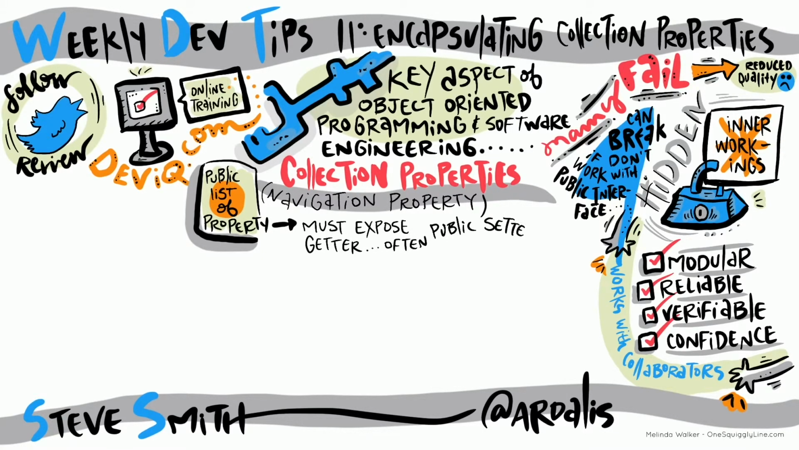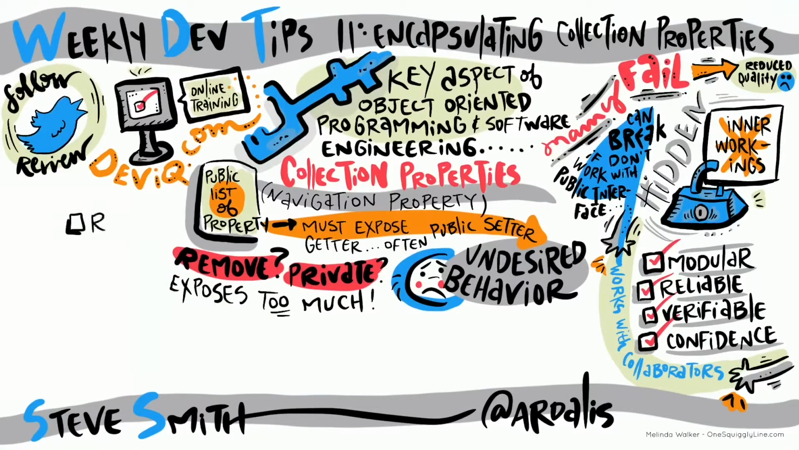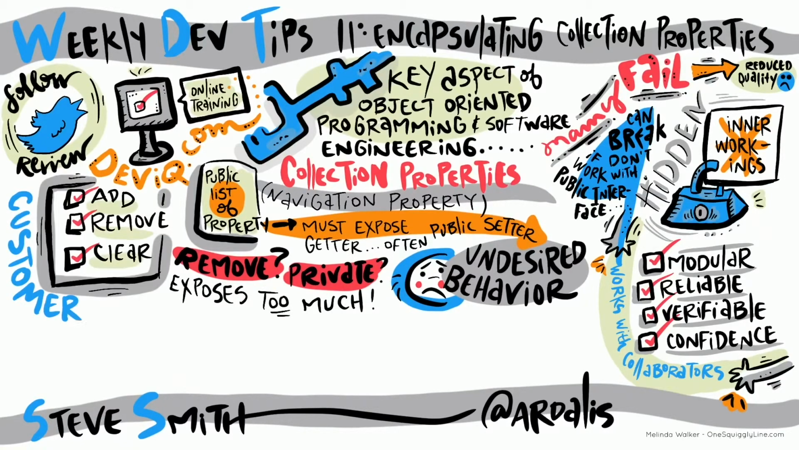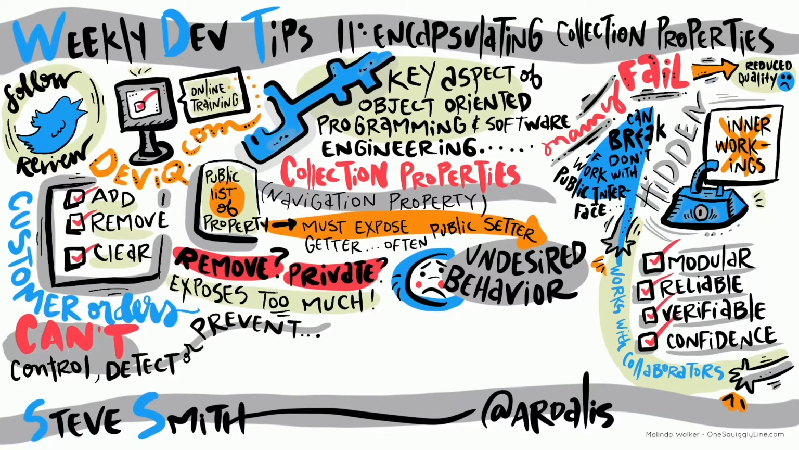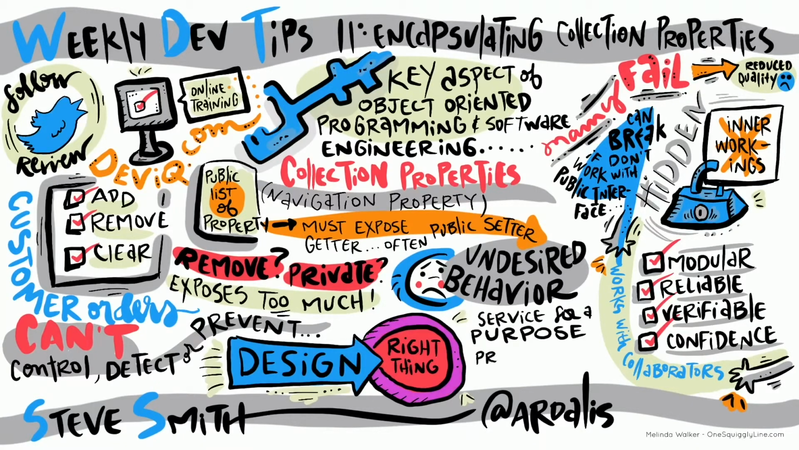For example, a customer object might have a set of orders that they've previously placed. This could be represented most simply by having a public list of order property on the customer class. This property must expose a getter in order for collaborators to work with it, and in many cases, system designs will have it also expose a public setter. In that case, any code in a system would be able to set a customer's order collection to any list of orders, or to null.